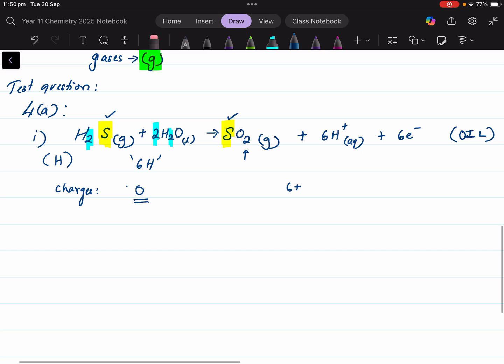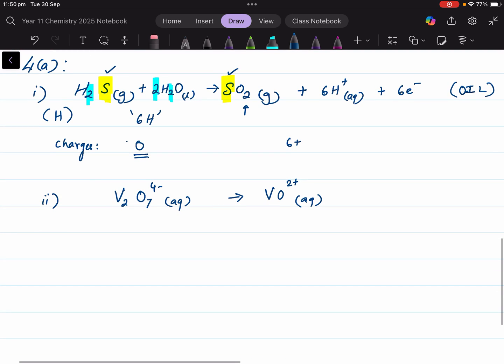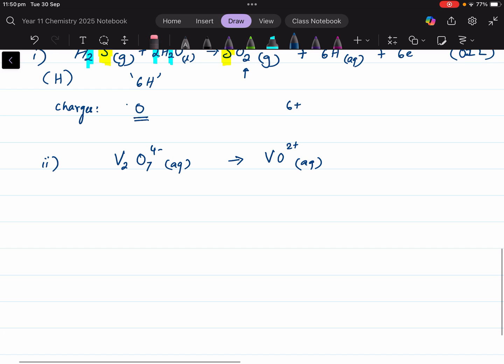Now the second equation in the test was given to us as V2O7 4 minus aqueous turns into VO2 plus. I'm actually going to do it in a little bit better way here. I'm going to show you how you should start with this equation, which is basically write your chemicals on both sides but leave enough space for the KOHES. So I'm going to go VO2 plus aqueous.